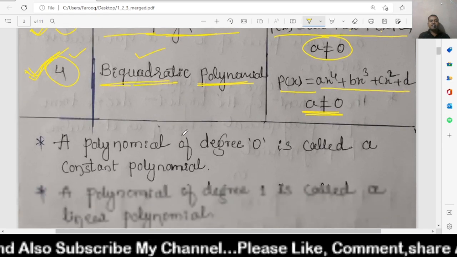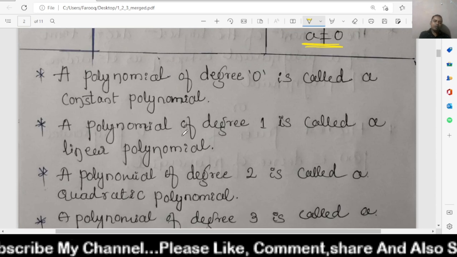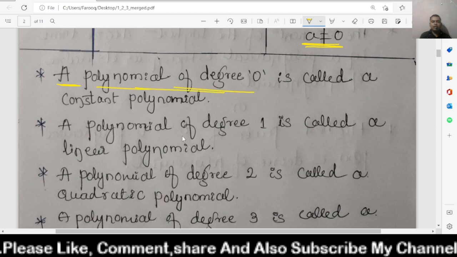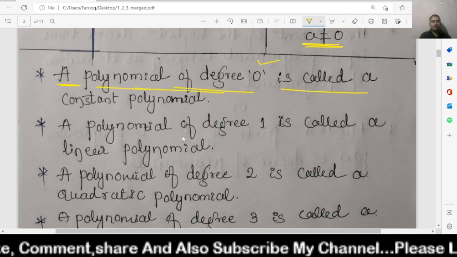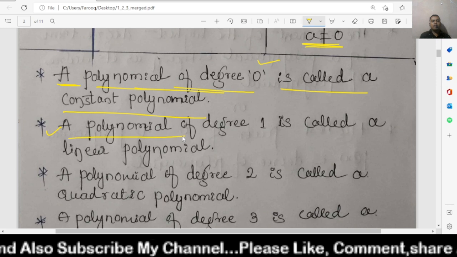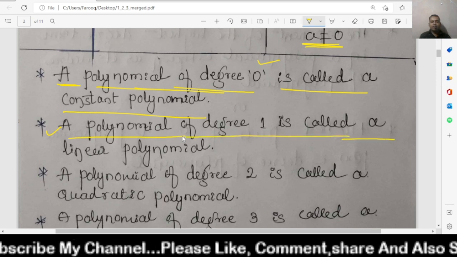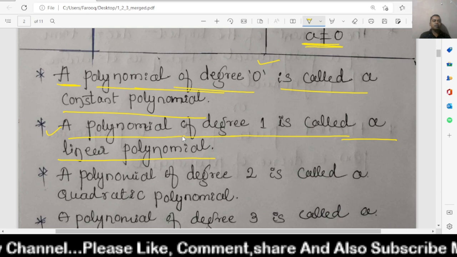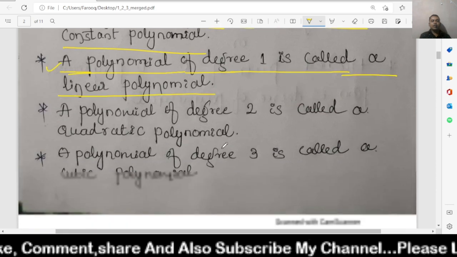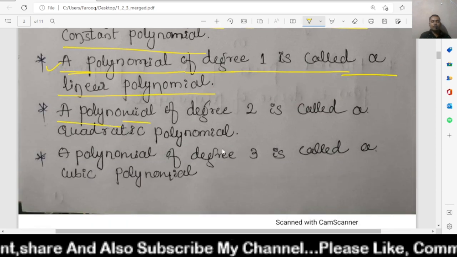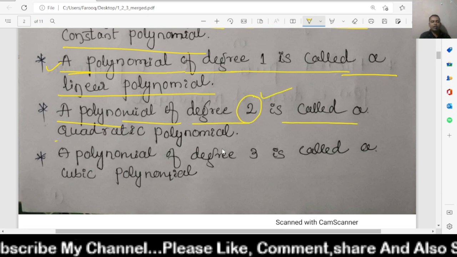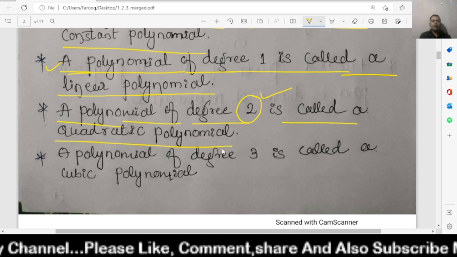Clear? So let us define the polynomial one more time. A polynomial of degree 0, जो polynomial की degree 0 हो, is called a constant polynomial. उसको हम बोलते हैं constant polynomial. A polynomial of degree 1 is called a linear polynomial. जो polynomial की degree 1 होती है उसे हम क्या बोलते हैं? Linear polynomial बोलते हैं. A polynomial of degree 2, जो polynomial की डिग्री यानी कि कुव्वत 2 हो तो उसे हमें क्या बोलते हैं? क्वाड्रेटिक polynomial बोलते हैं. It is called a quadratic polynomial.